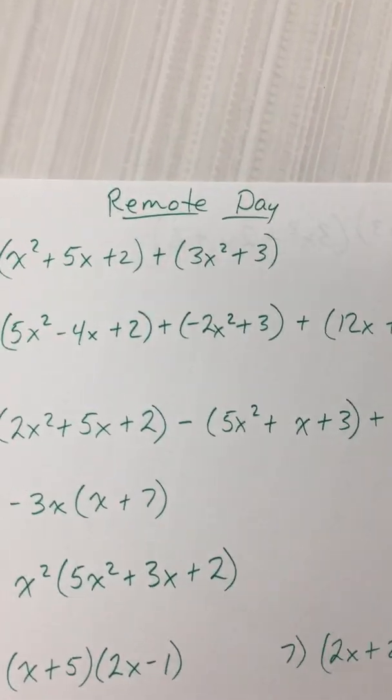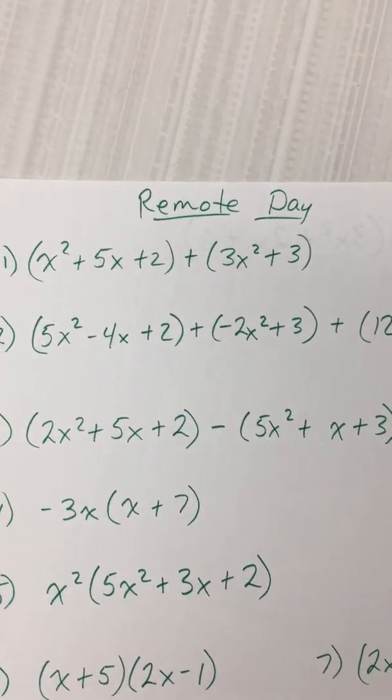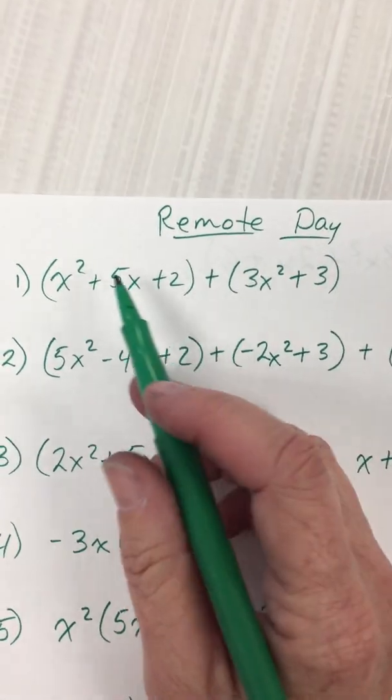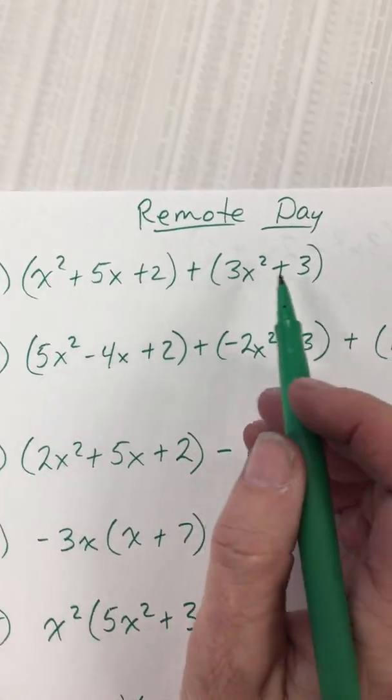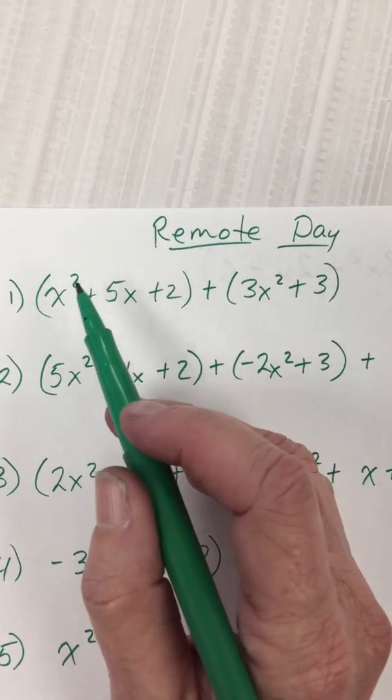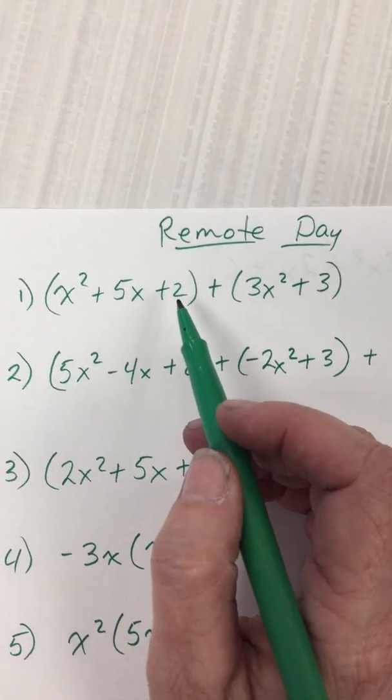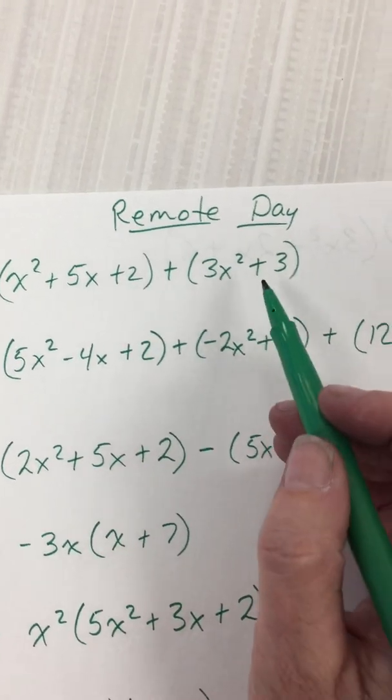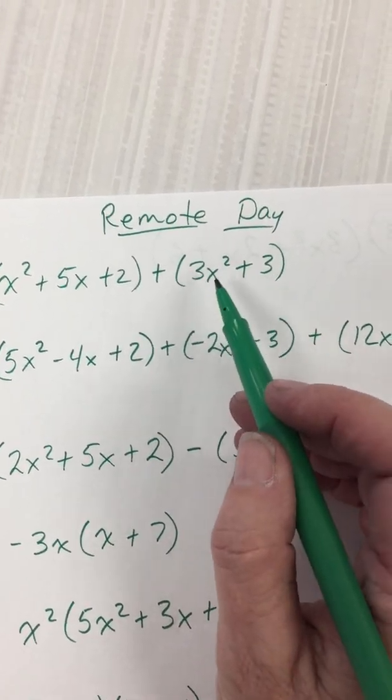Today is your remote day, and here is a video showing you how to work these problems. Now, problem number 1 is a trinomial plus a binomial. How'd you know it was a trinomial? Because there's a plus sign and a plus sign. It breaks it into 1, 2, 3 pieces. Tri means 3, trinomial. Plus sign breaks it into 2 pieces, so that's a binomial.